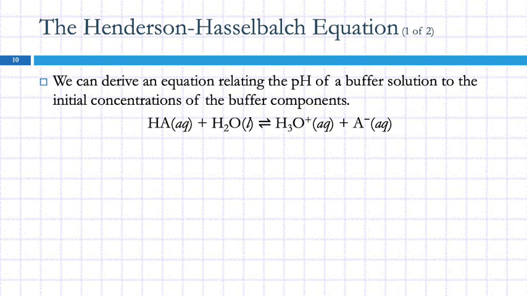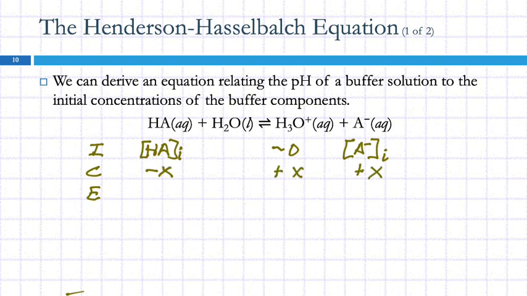So we can derive an equation that relates the pH of a buffer solution to the initial concentrations of the buffer components, so we don't actually have to make an ice table all the time. Okay, I hope I can do this. So if I call this the initial concentration of HA, and this is the initial concentration of A minus, so I'm making an ice table so that we don't have to later. And this would be approximately zero. This is minus x, this is plus x, and this is plus x. So we have the concentration of HA initial minus x, that's x, this is A minus initial plus x.